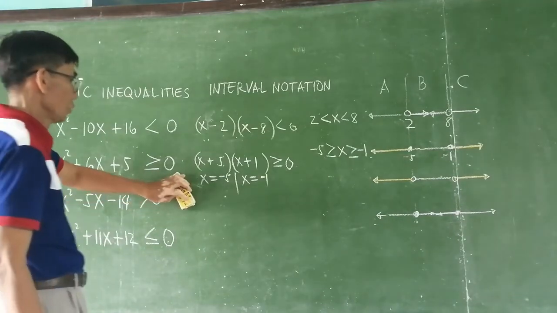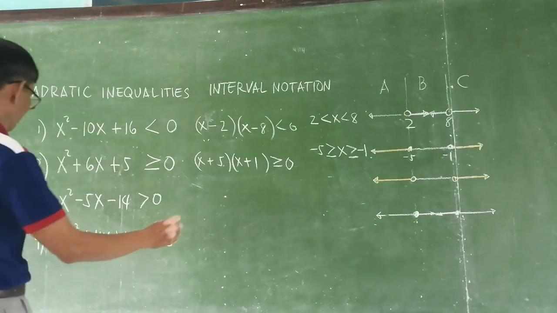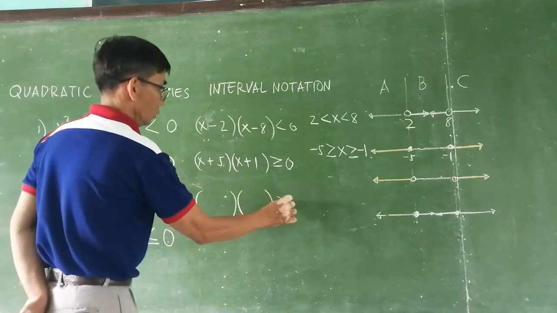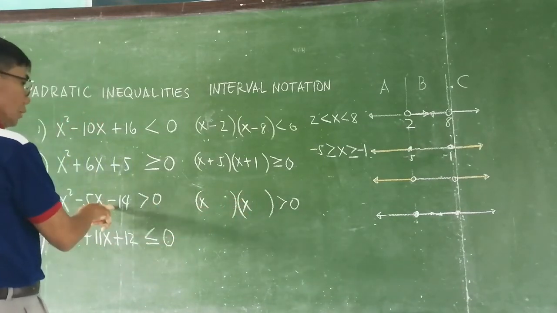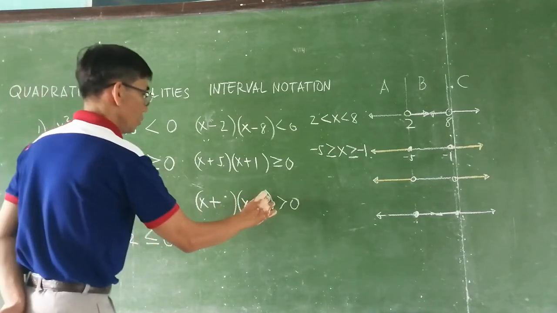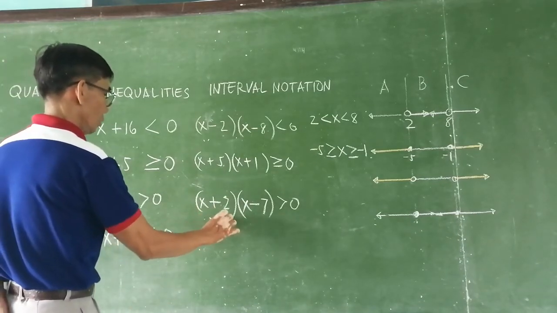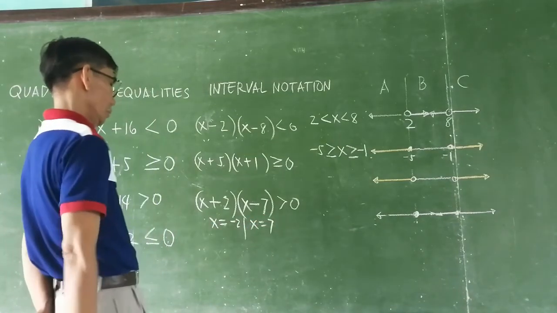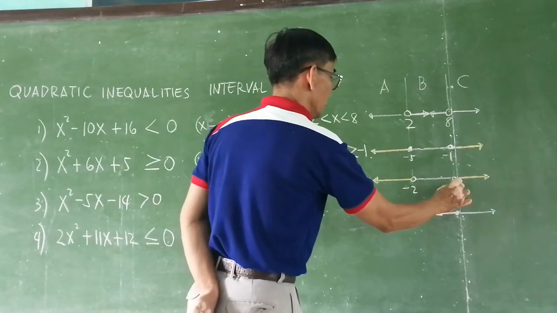Okay. So for number 3, again we factor that because we can factor that. So x here, negative, so it will be plus minus. Negative, so it's 7 here, and this is 2. So one value is x equals negative 2, and the other one is x equals 7. So we can write negative 2 here and 7 here.